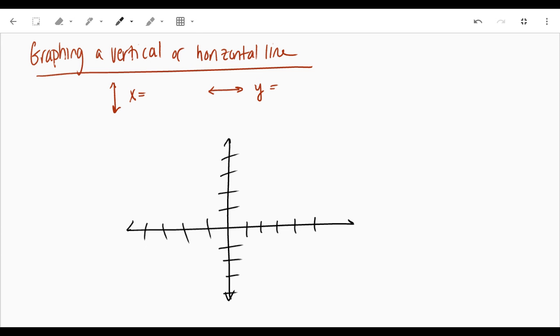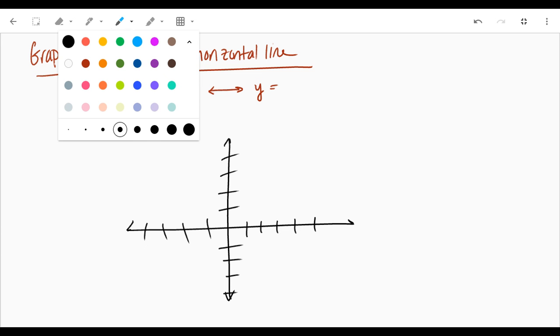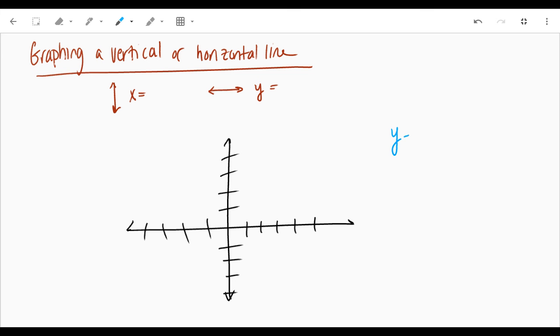Okay, if we were to graph the line y equals 1, you're like, well, but what is x? It doesn't matter. No matter what x is, y is 1. X is 0, y is 1. X is 1, y is 1. X is 2, y is 1. Doesn't matter. So that's going to be a horizontal line at 1.